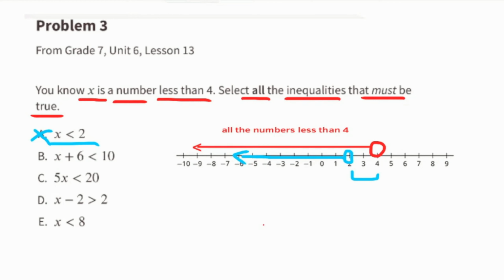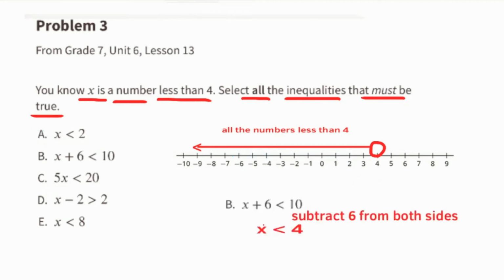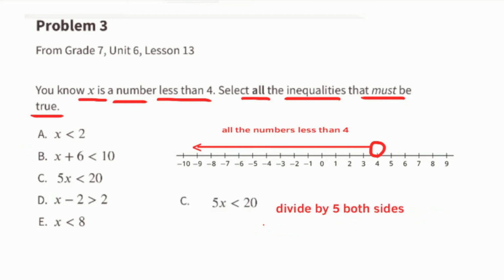Let's take a look at B. x plus 6 is less than 10. Subtract 6 from both sides and you're left with x is less than 4. And that's true. x is less than 4. Because the original inequality said, you know x is a number less than 4. Let's take a look at C. 5x is less than 20. Divide both sides by 5 and you're left with x is less than 4. And that's true because the original inequality is x is less than 4.